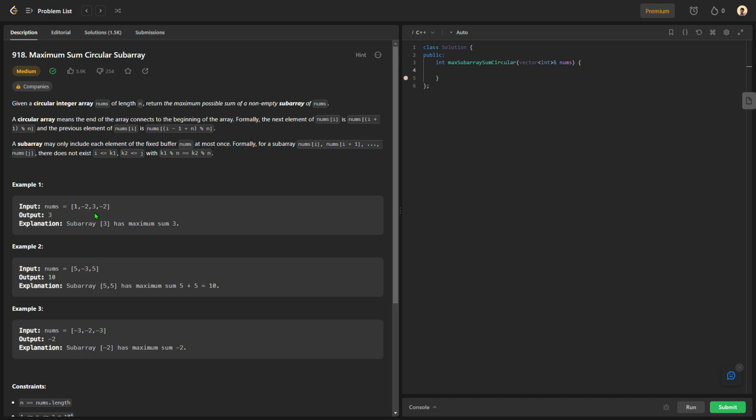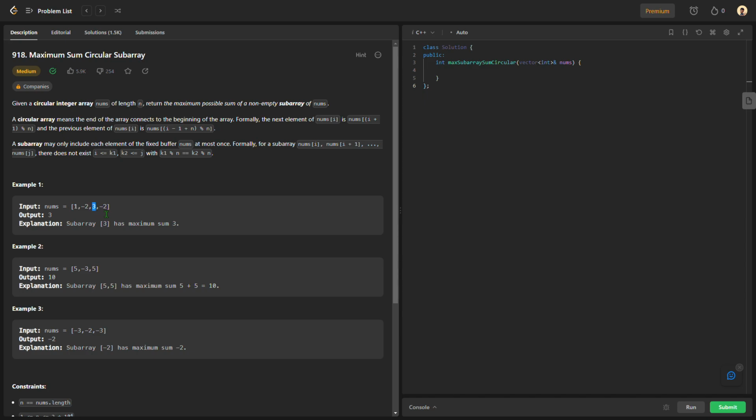In this example I have 1 minus 2 3 and minus 2. Either way, if I do any type of sum, I can only get 3 as my maximum sum circular subarray. The rest: if I include a minus 2 in it, 3 minus 2 would lead to 1, and 1 plus 1 would lead us to 2. If I take 3 minus 2 1 and minus 2, the whole array sum is minus 4 plus 3, that is minus 1, minus 1 plus 1, that is 0. So that is not the most efficient way. The most efficient answer that I can get is 3.